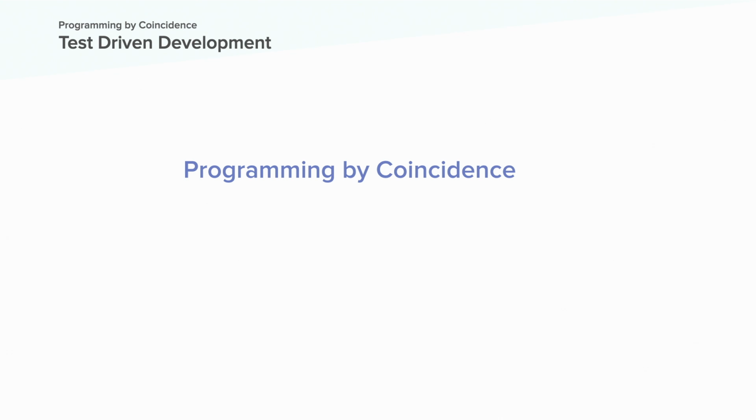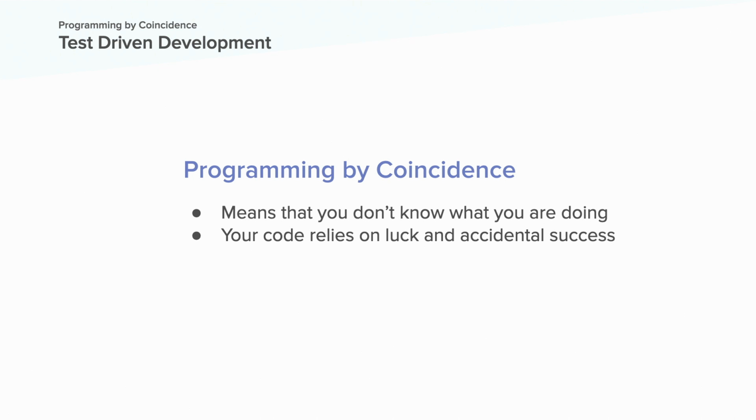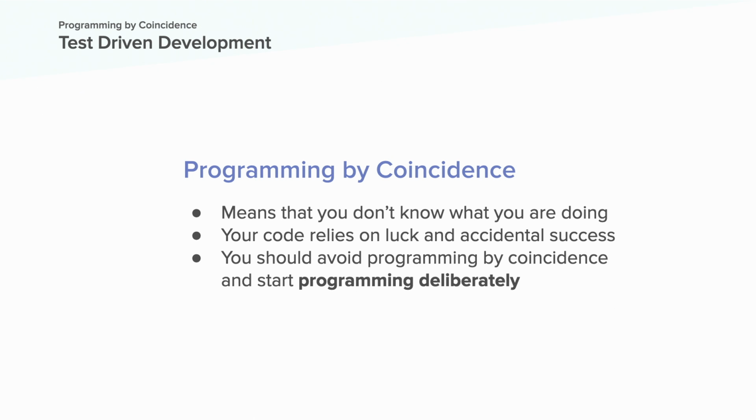And then one day it breaks, and despite looking at it for a while and spending a lot of time and effort, you won't be able to fix it. And the reason why is actually pretty simple. You never knew why it worked in the first place. So programming by coincidence means you never knew what you were doing in the first place. Your code has, up until this point, relied on luck and accidental success. And you should avoid programming by coincidence at all costs and start programming deliberately.